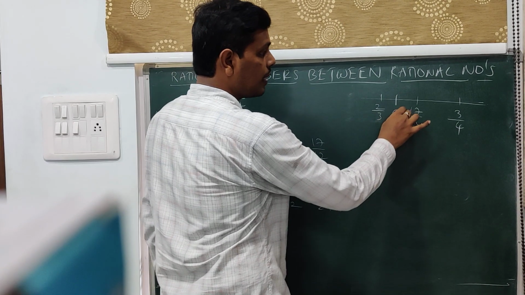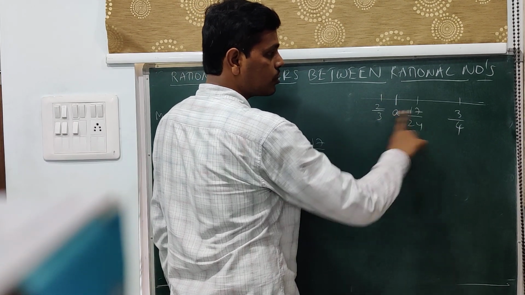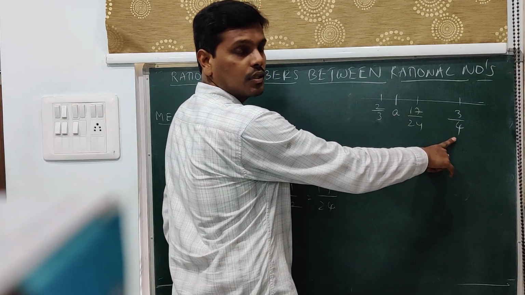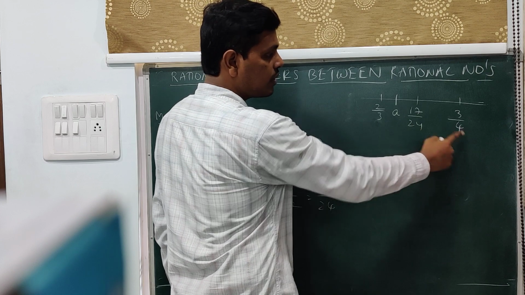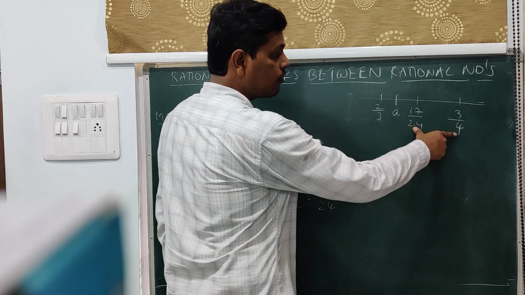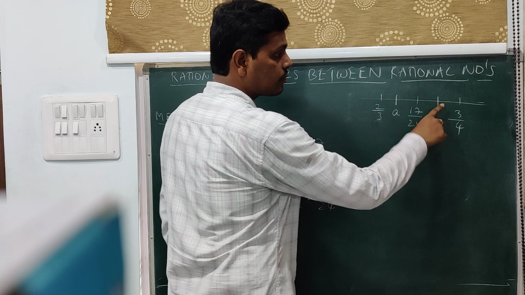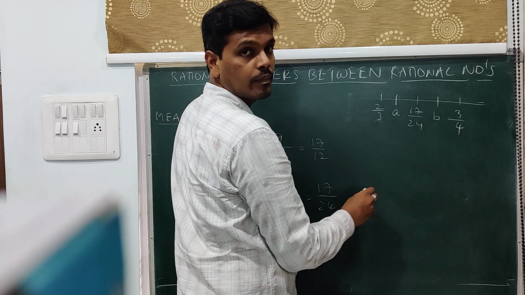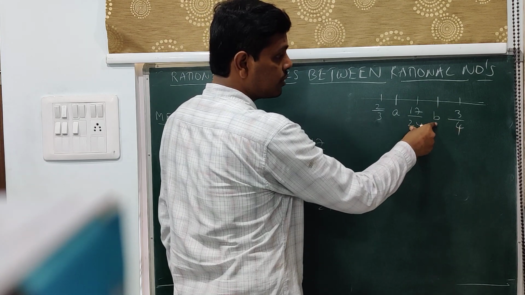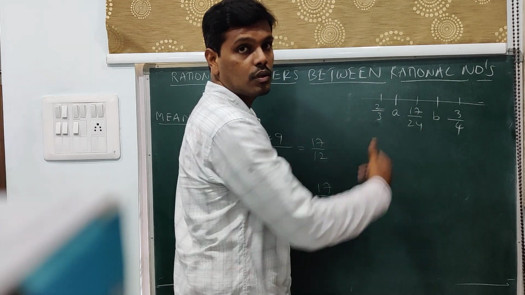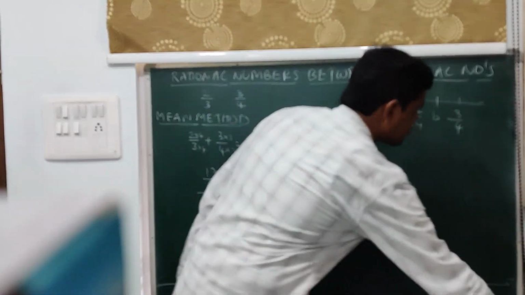So suppose this is A. Now A lies between these two given rational numbers. Therefore we can say that these two numbers are between 2 by 3 and 3 by 4. Or if you are picking up these two, then the number comes here, say something B. Then these two numbers lie between 2 by 3 and 3 by 4. So that is the way we go about it.